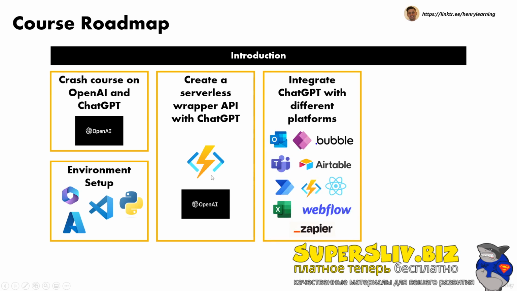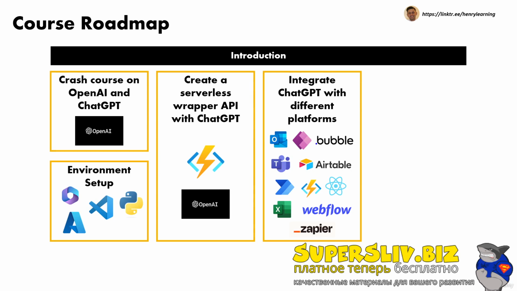After that, we'll learn how to actually integrate ChatGPT with different platforms. So we'll have a section on, for example, how to integrate it with Outlook, with Power Apps, with Bubble, with Teams, with Airtable, and so on and so forth. Now, it's very common that once you know how to integrate it with 2 or 3 of these, the rest become a lot easier. And you'll see that throughout the course as well. There will be a lot of commonalities there.